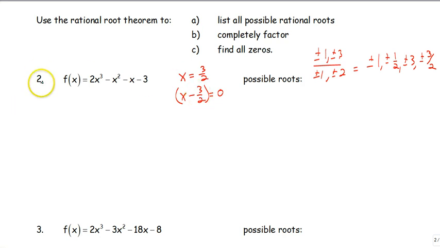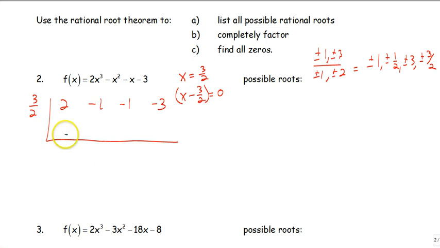I synthetically divide by 3/2 to see what comes out of that. So 2 times 3/2 is 3, because the 2's cancel. Bring down the 2. 2 times 3/2 is 3. Again, bring down a 2. 2 times 3/2 is 3. And these become 0. We know we did it correctly if we get a remainder of 0. It should be 0 because that was a 0 of our graph.